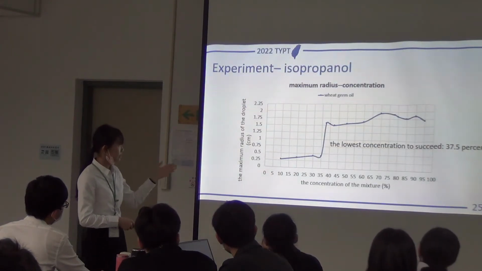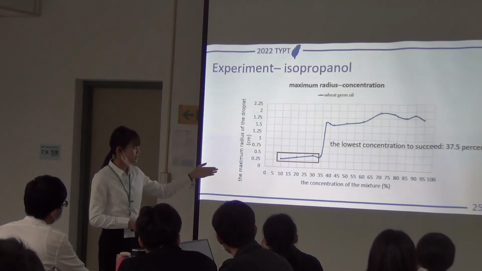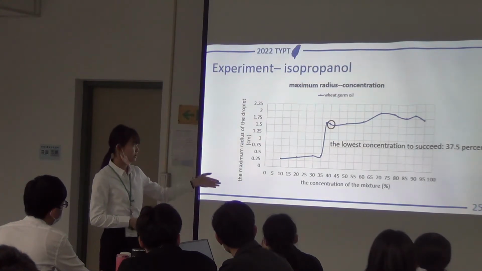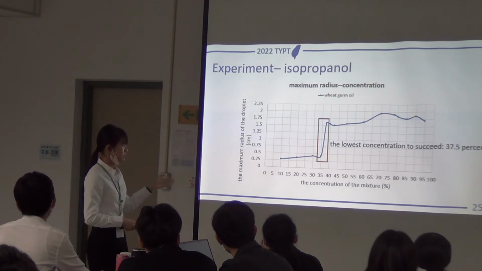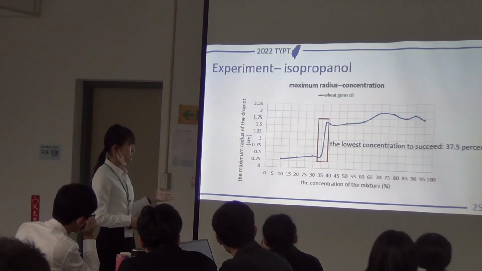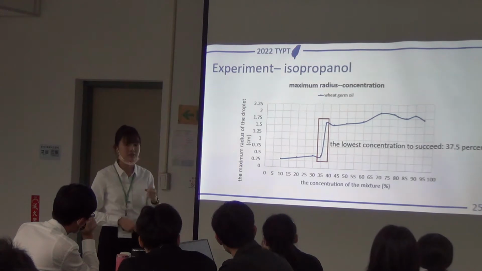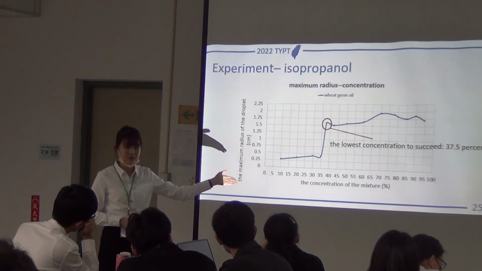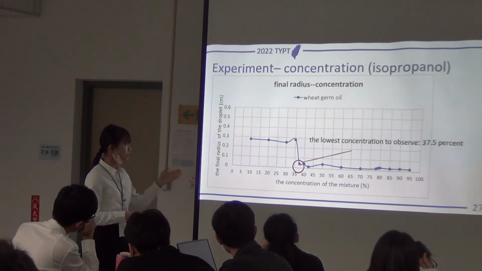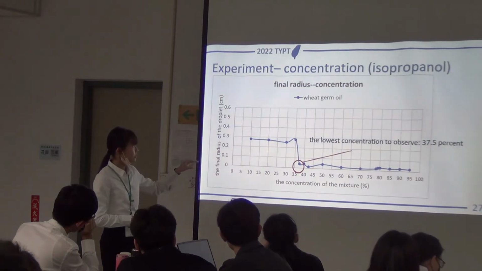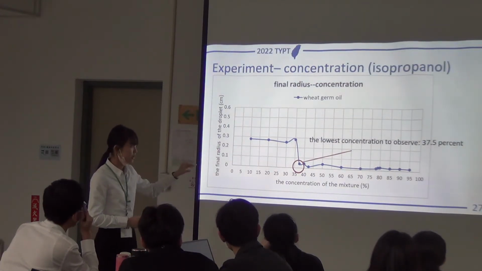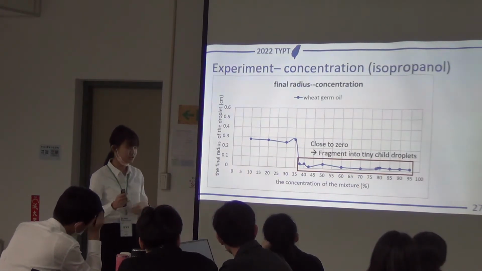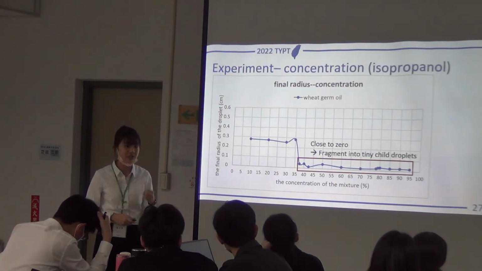And we think temperature also affects the result, but this variable is not explored in our experiments. So here's the maximum radius of Fortune oil under different concentrations. We cannot see remarkable change between 10 to 30%. But after 40%, we found the value increases quite sharply. So we tried the experiment in the 30 to 40% range, with 35% and 37.5%, to find the lowest concentration. And we found the lowest concentration was about 37.5%. As you can see, after the lowest concentration, the value of the final droplets becomes so small, even close to zero. And we think the reason is that the droplets fragment into tiny droplets, so the average of them is so small.